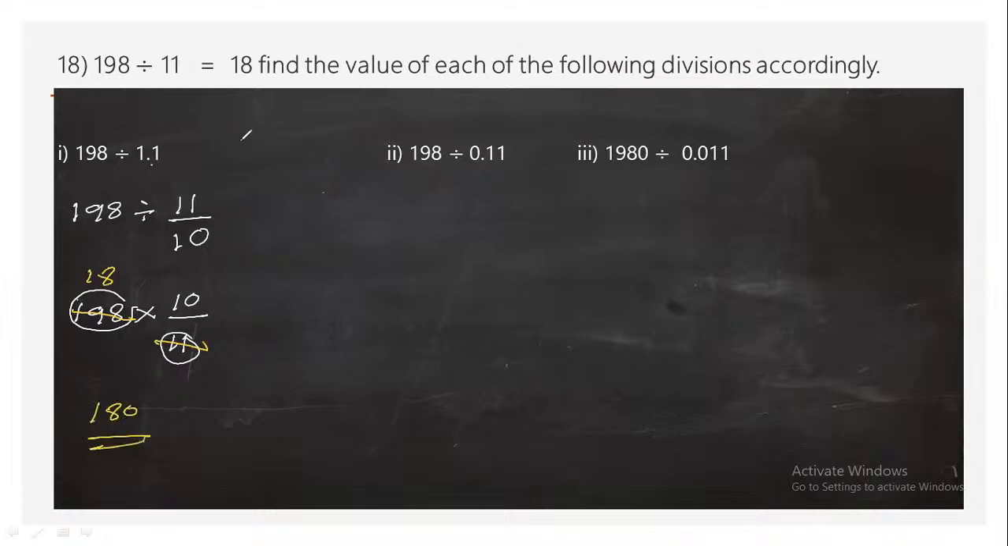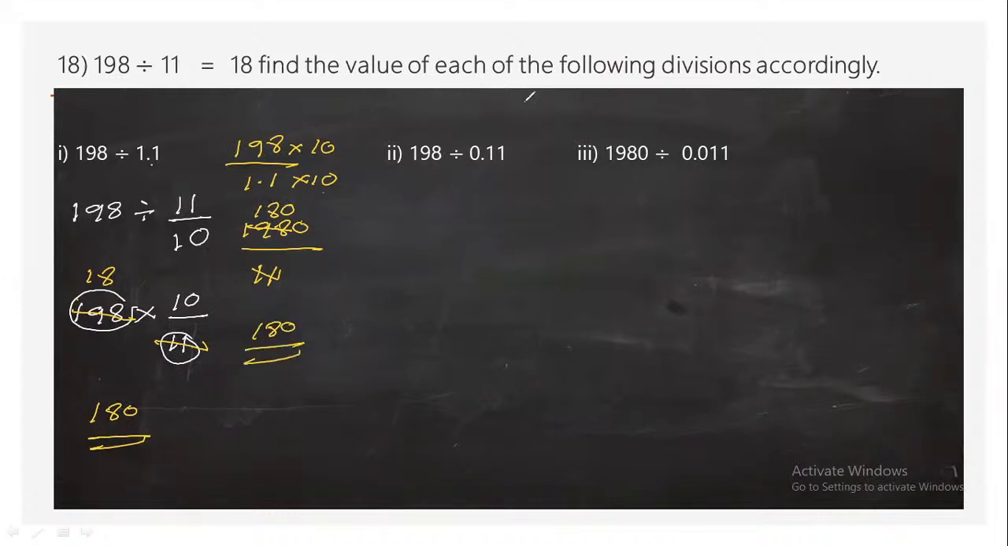The other method, 198 divided by 1.1. This is into 10, this is into 10. 1980 divided by 11. Then 198 divided by 11 is 18. And this 0, 180. You can write here 180.